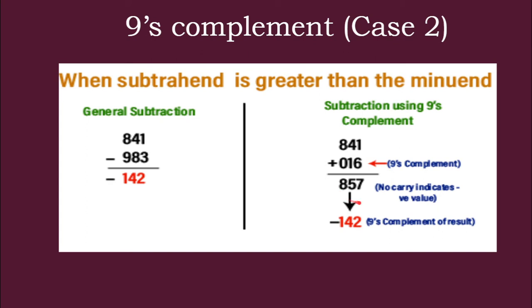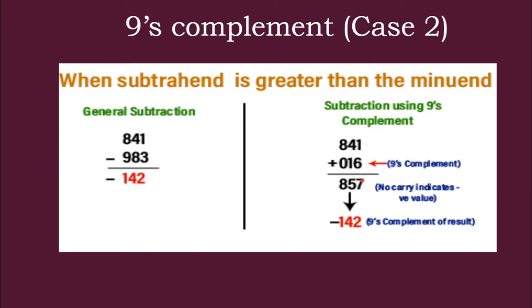Here there is no carry. When there is no carry, it is assumed that the number is negative. So we have to find the nines complement of the result. Why? Because we have used the nines complement in the process.